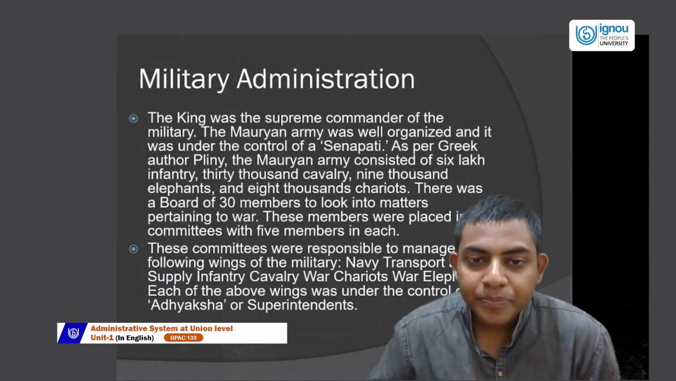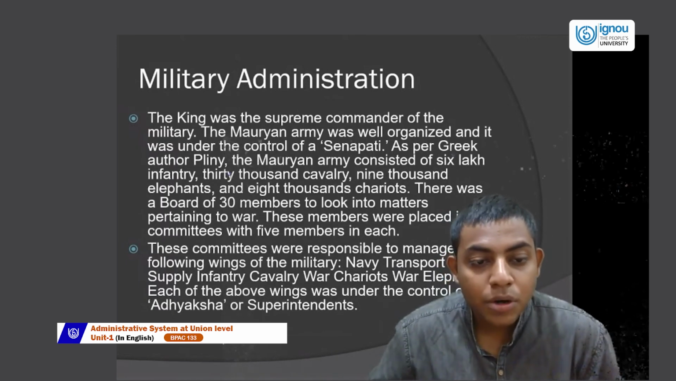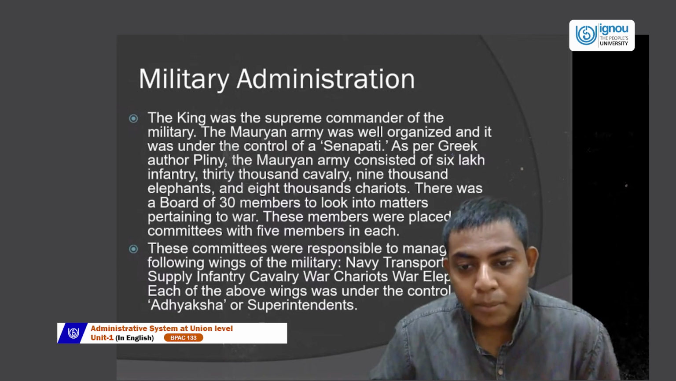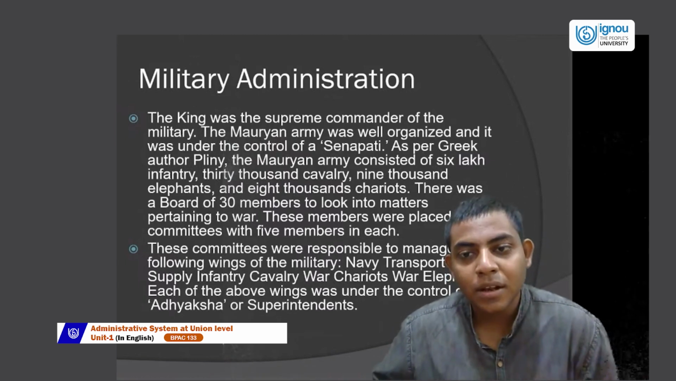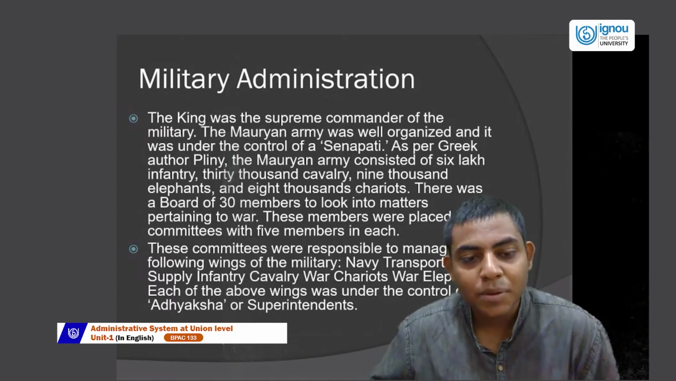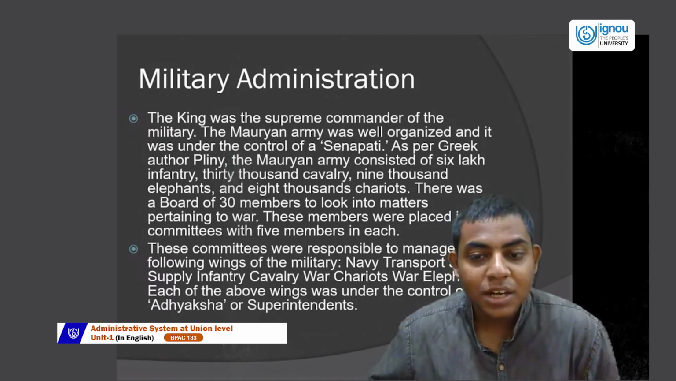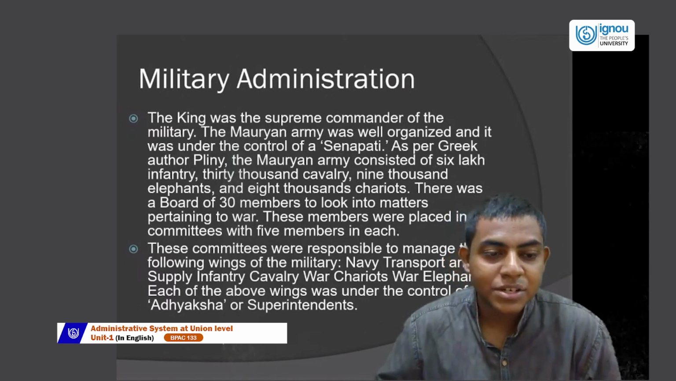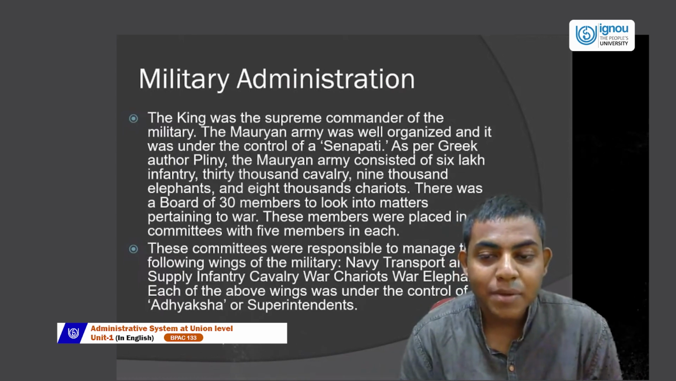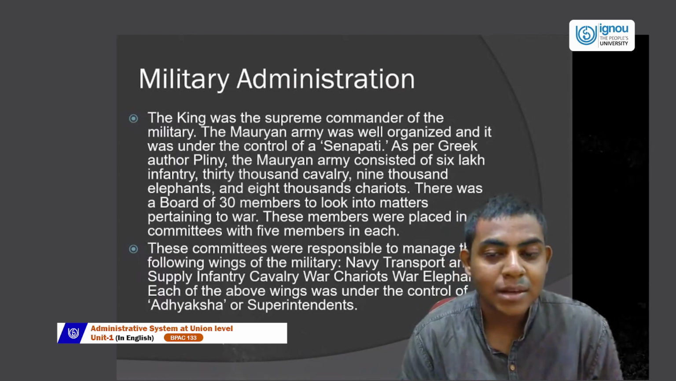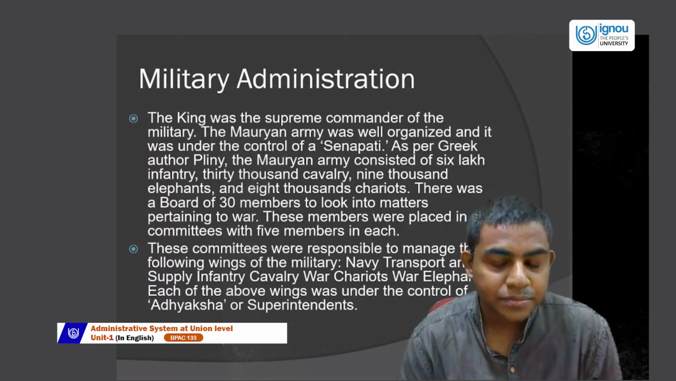So here also there was a 30-member board to look into the matters pertaining to war. There was a 30-member board in municipal administration as well, the municipal board, and here also there was a 30-member board in the military administration to look into matters of war. And these members were placed again in 6 committees with 5 members each.